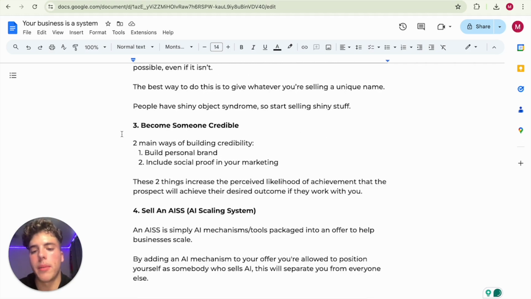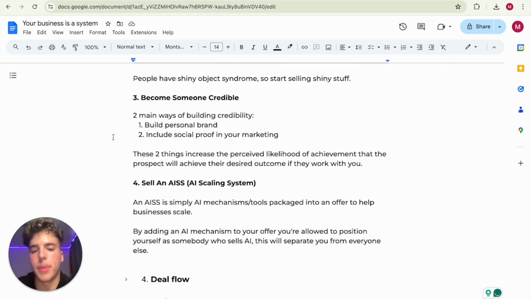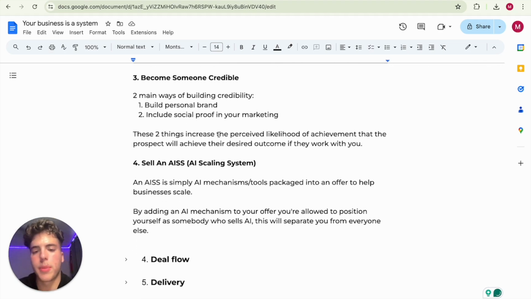The third one is to become someone credible, and there's two main ways of building credibility. The first one is to build a personal brand. The second one is to include social proof in your marketing. So two pretty straightforward answers. And these two things will increase the perceived likelihood of achievement that the prospect will achieve their desired outcome if they work with you.